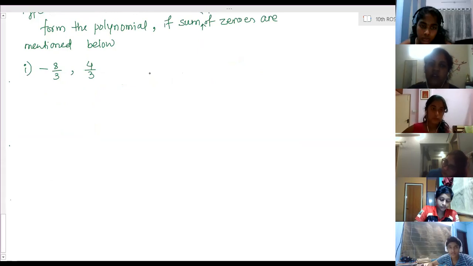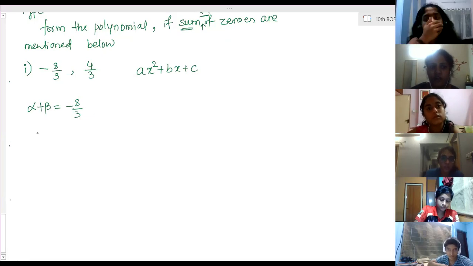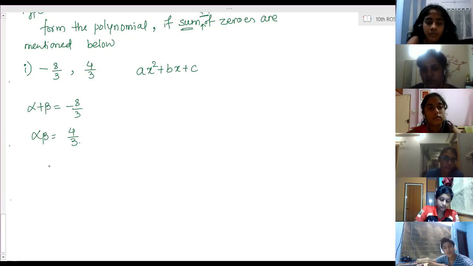Okay. Now in this case, it is given the sum of the zeros. Listen now, one simple method I can tell you for forming the polynomial. Polynomial is in the form of ax square plus bx plus c. Now from these values, what is given? Alpha plus beta is given as minus 8 by 3. So first is given the sum and the second one is given the product. And alpha beta is equal to 4 by 3, it is given, right?